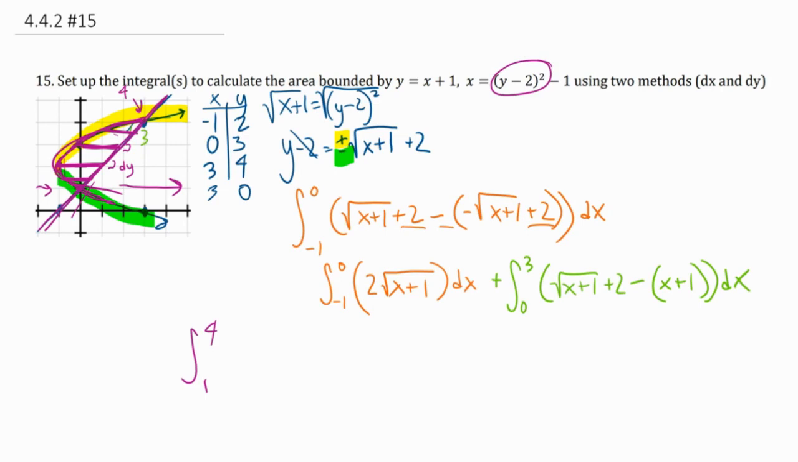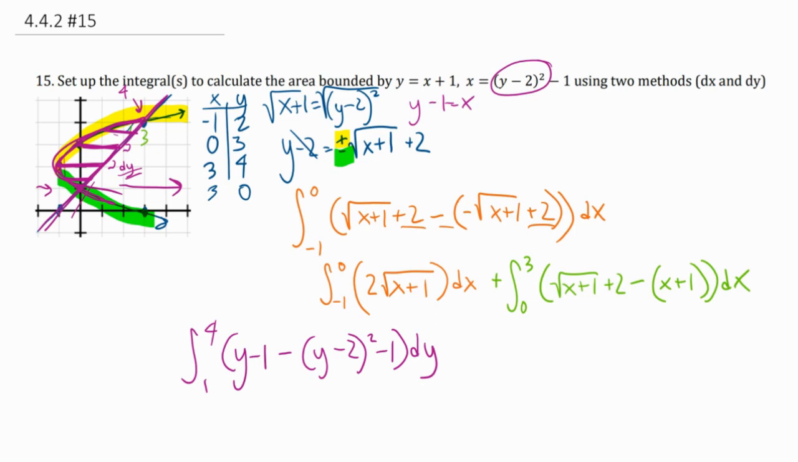Okay, so our right-hand function is y equals x plus 1, but it needs to be in terms of y because our width is dy. So if I subtract 1, I get x equals y minus 1. So y minus 1 is my upper function. And then my lower function is the parabola, y minus 2 squared minus 1, dy. So the width of each of these representative rectangles, again, is dy.